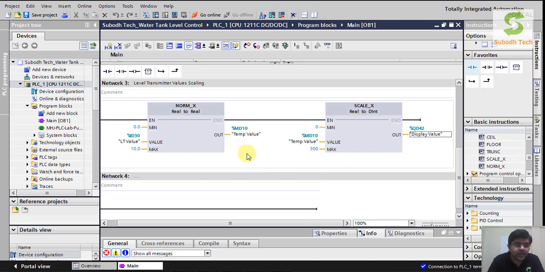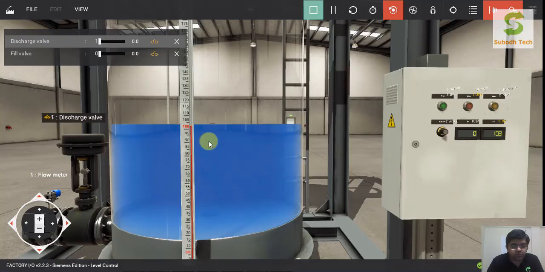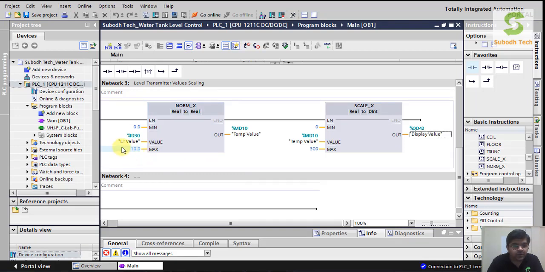In our example, we are using Factory IO for animating and realizing this example. From Factory IO, I'm getting the value in the form of voltage. This level transmitter is giving me the value in the form of voltage, so that's why the range which I have set here is between 0 to 10. Now, NORM_X normalizes the value between the specified range.